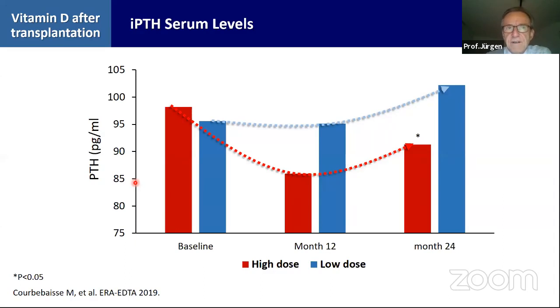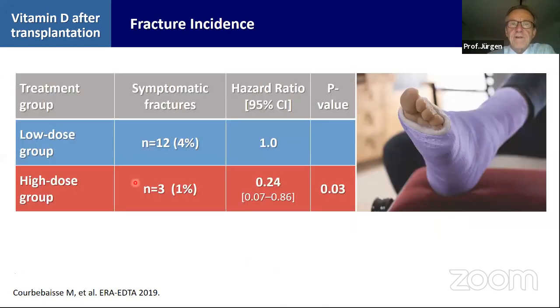But fortunately, there was one positive result, and that cured my picture of the world. The fractures were lower. 12 fractures in the low dose group, 3 fractures in the high dose group. And this was highly significant.